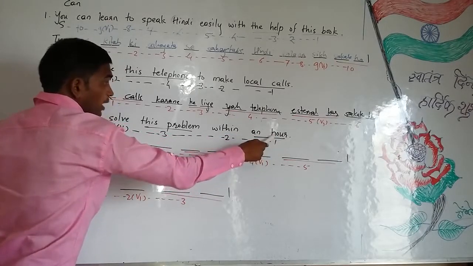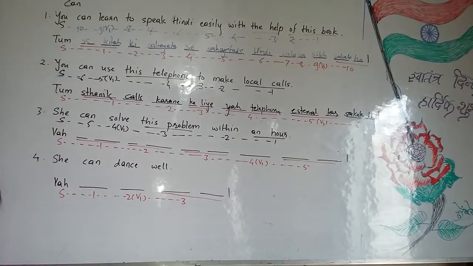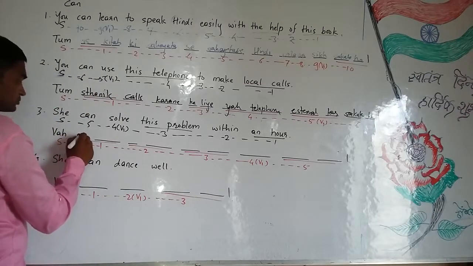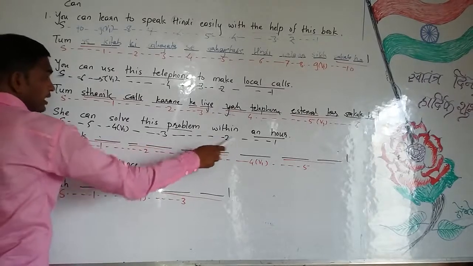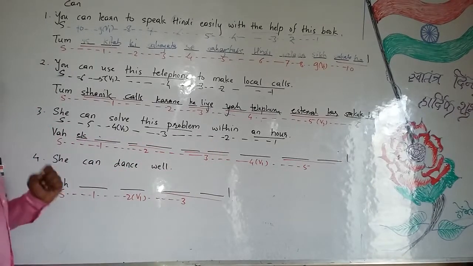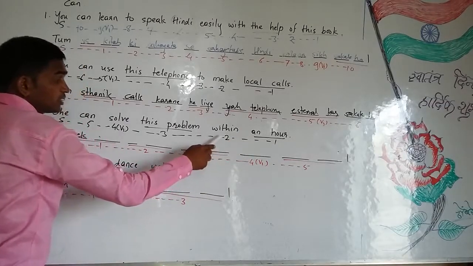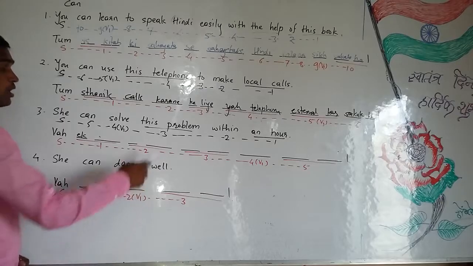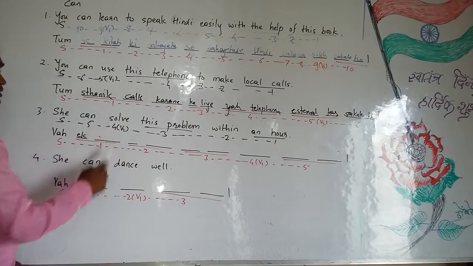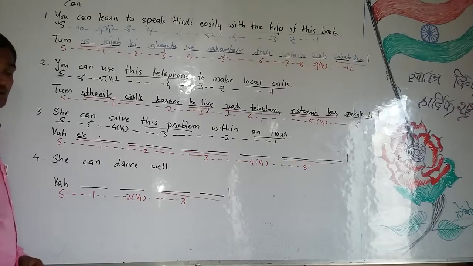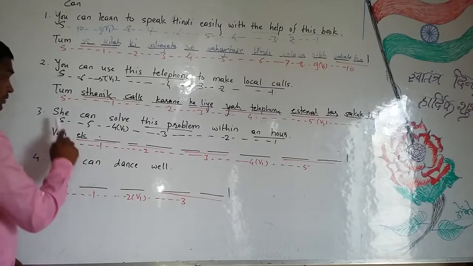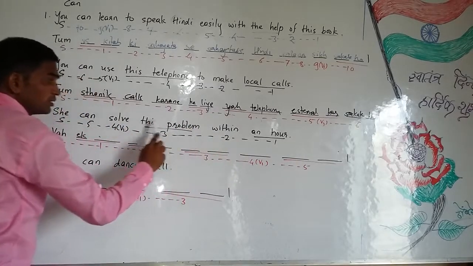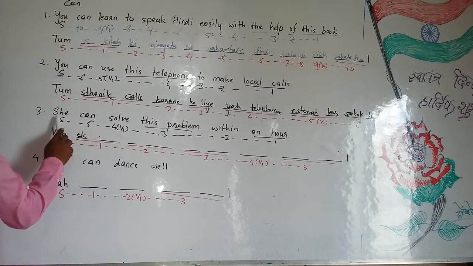At the end of the sentence above one, there is an hour. The Hindi word for an hour is एक घंटे. Before one, above two is within. भीतर. एक घंटे के भीतर. Before two, above three is this problem. यह समस्या. Before three, above four is solve. The Hindi word for solve is सुलझा. Before four, above five is can. The Hindi word for can is सकती है. वह एक घंटे के भीतर यह समस्या सुलझा सकती है.